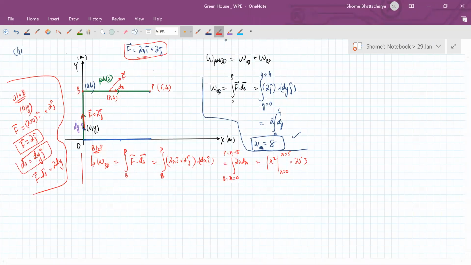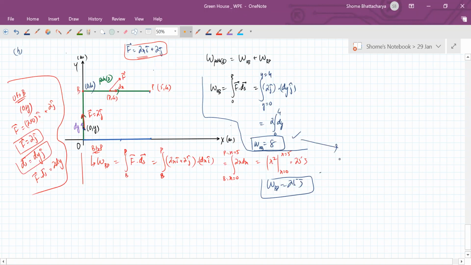Okay, so work done from B to P is 25 joules. So now once again, the total work done in path 2 is 33 joules. So ultimately what we are seeing is that the work done for path 1 is equal to the work done for path 2, which is 33 joules.